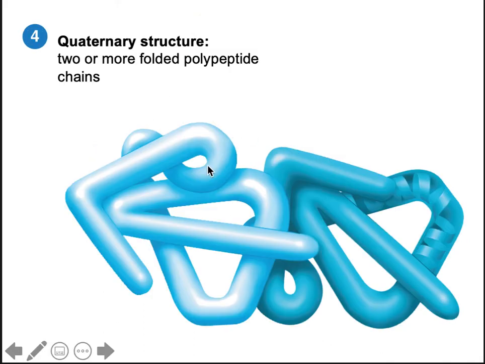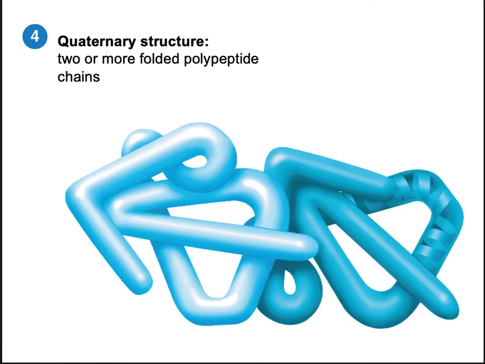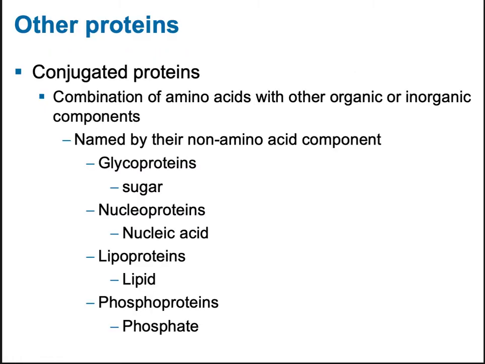Quaternary: most of our proteins will have quaternary structure, though it's not exactly required for function, meaning that we do have some proteins that only have tertiary structure that are functional. Most of them will be quaternary, however. So that's two or more folded polypeptide chains put together. And furthermore, we also tend to modify our proteins. And so this is where this slide comes in, other proteins, conjugated proteins.